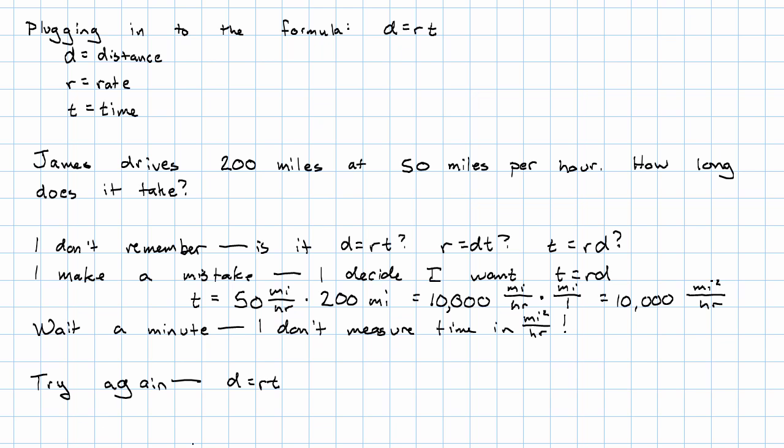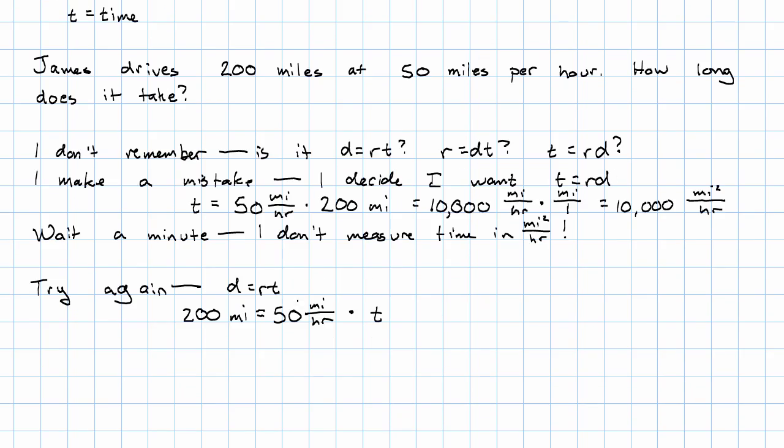Maybe it's distance is rate times time. Right, so my distance, 200 miles, is my rate, 50 miles per hour, times my time. Okay. So that 50 miles per hour, I need to divide by that. So let's see. I'm dividing by 50 over 1 miles over hours. That's like multiplying by 1 over 50 hours over miles. So I multiply by that on both sides.